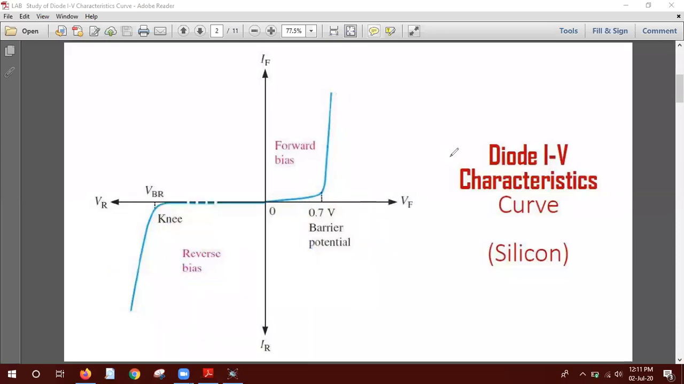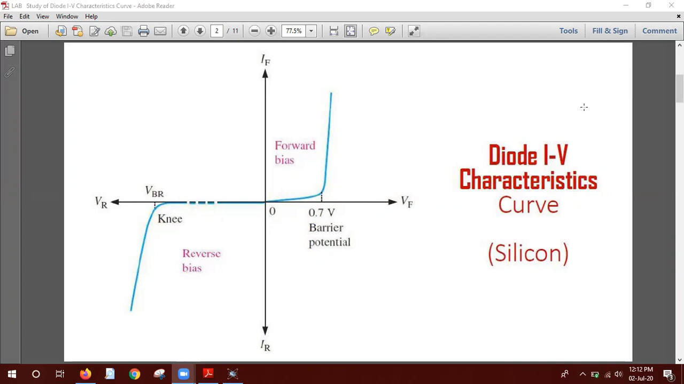Sir, is there any specified value in the Zener region? For example, in reverse bias condition, you have to reach the 0.7 volt potential barrier. So how about in the Zener region? Is there any specified value? Yeah, definitely. It depends on the manufacturing of that Zener diode.